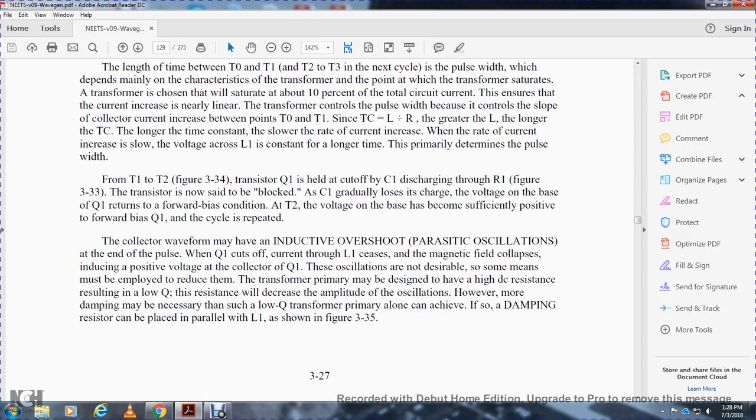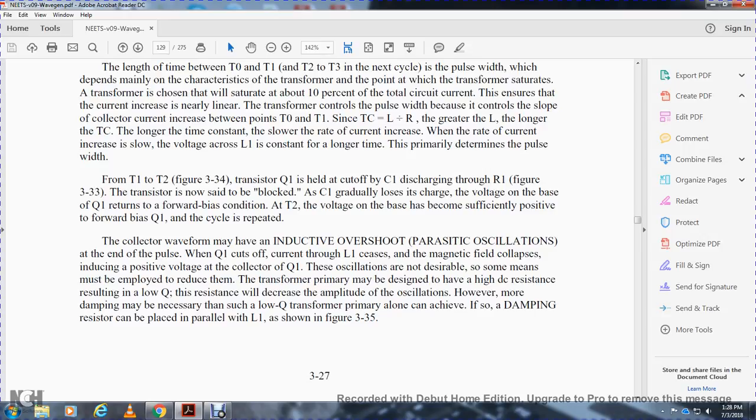From time 1 to time 2, transistor 1 is held at cutoff by capacitor 1 discharging through resistor 1, figure 3-33. The transistor is now said to be blocked. As capacitor 1 gradually loses charge, the voltage on the base of transistor 1 moves toward the forward bias condition. Eventually the voltage on the base has become sufficiently positive to forward bias transistor 1. The cycle is repeated.